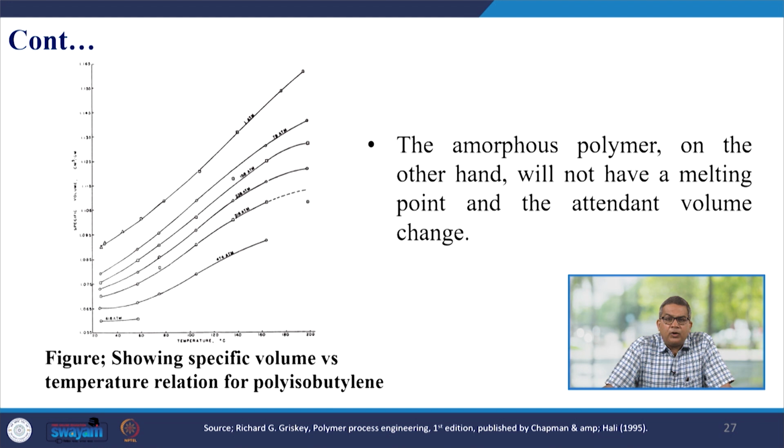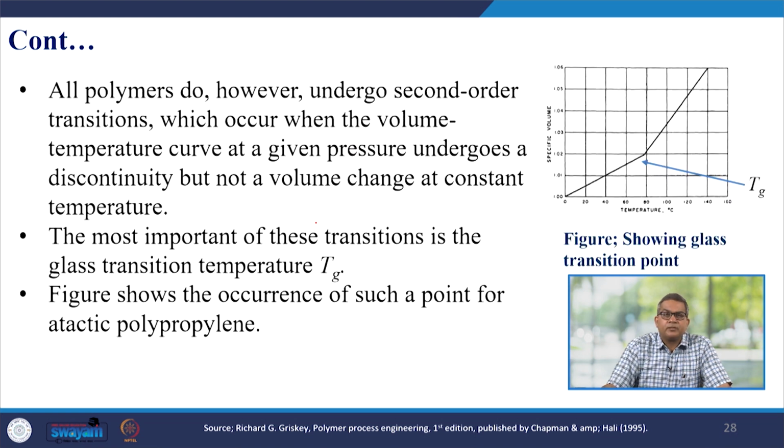Now, this particular figure refers to the volume change at constant temperature for nylon. Another, if we take polyisobutylene, this is the effect of specific volume versus temperature. The amorphous polymer, on the other hand, will not have the melting point and attendant volume change. So, you can see the behavior of these curves. All polymers do undergo second order transition, which occurs when the volume temperature curve at a given pressure undergoes a discontinuity, but not a volume change at constant temperature.